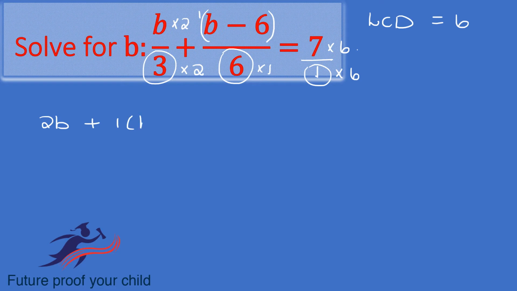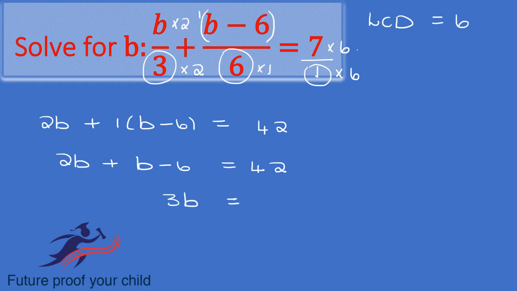1 times b minus 6 equals 7 times 6 is 42. I can just rewrite it as 2b. 1 times b minus 6 is still b minus 6 equals 42. Neaten it up a bit. 2b plus b is 3b.